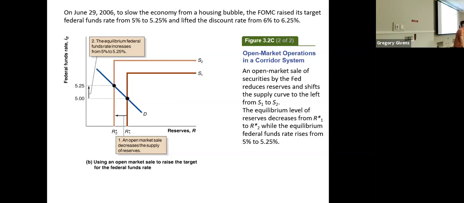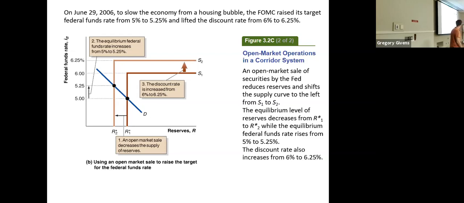What about the discount rate? If the Fed raises it from 6 to 6.25, then the horizontal segment of the supply curve simply shifts up by 25 basis points. That's set administratively by the Fed here, okay?